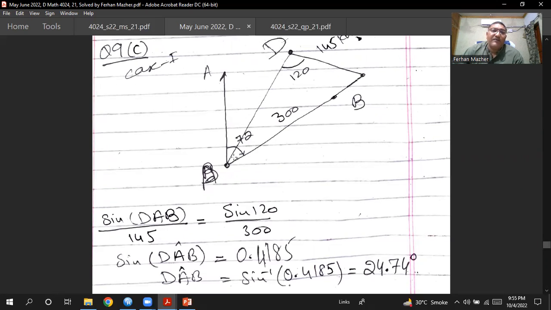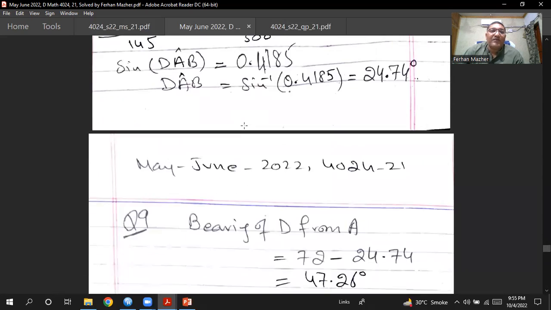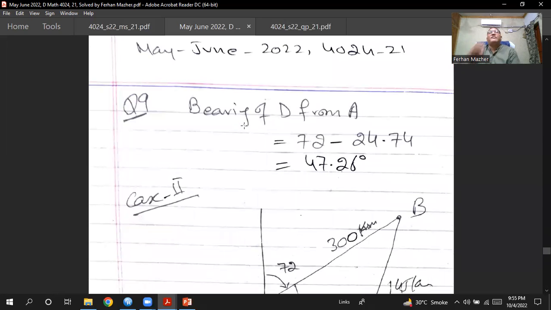Now the bearing of D from A will be this. That will be 72 minus 24.74. So the bearing of D from A will be 72 minus 24.74, and that will be 47.26. So that's one possible answer.